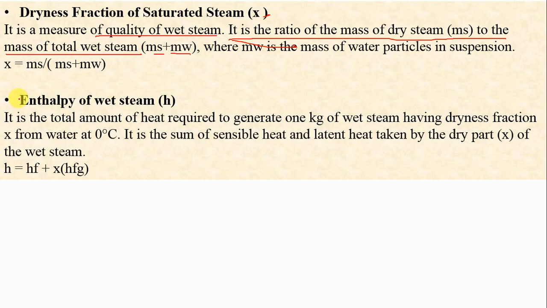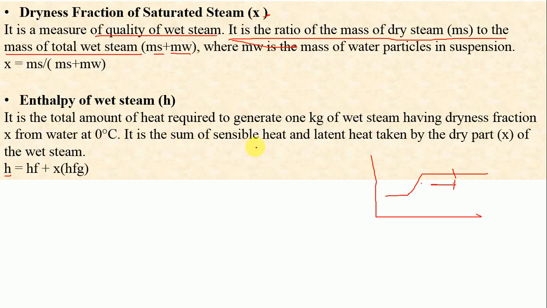Enthalpy of a wet steam: how can we calculate it? Suppose this is your diagram and this is the liquid plus vapor region. I want to calculate the enthalpy of the wet steam. It can be calculated by H equal to the total enthalpy here, which is the total amount of heat required to generate 1 kg of wet steam having dryness fraction X from water at 0 degrees Celsius.